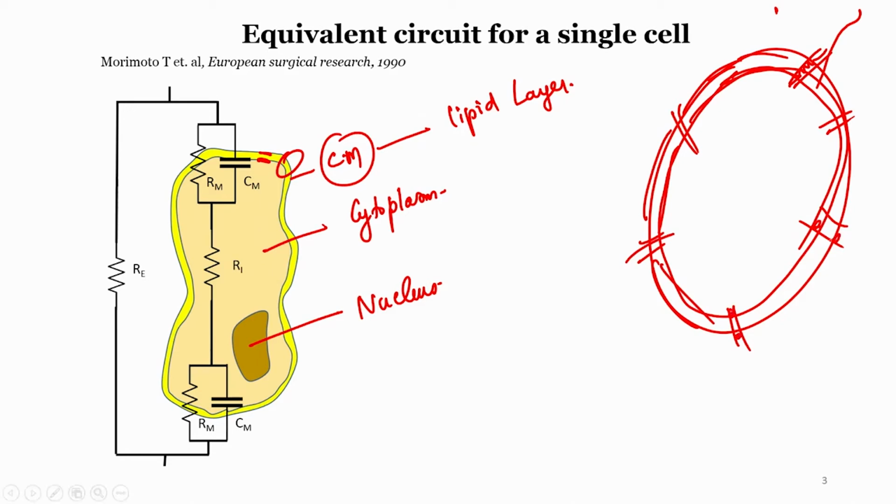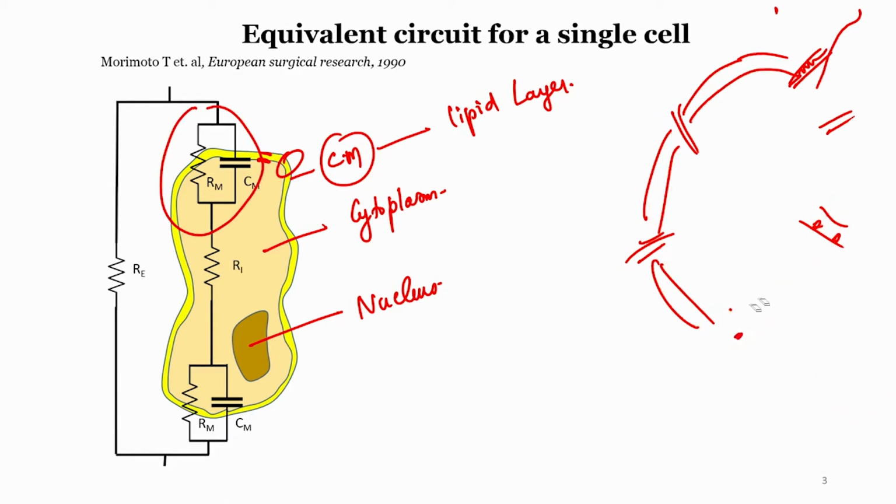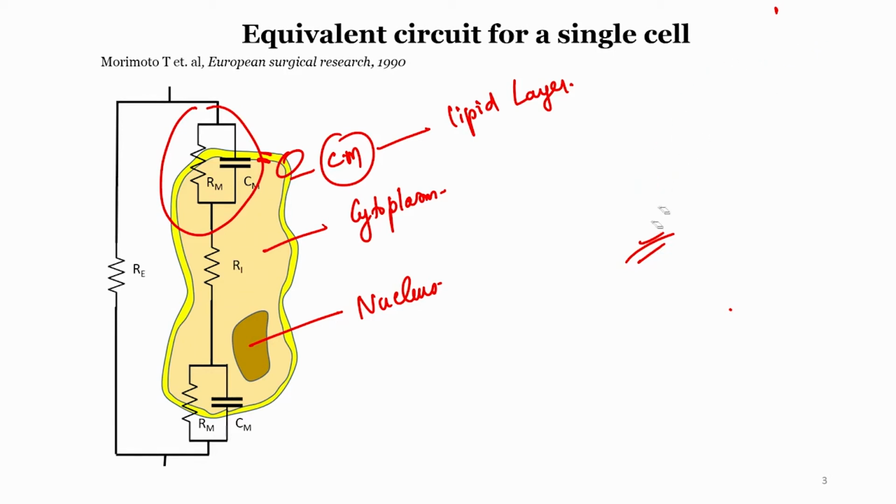That is why you can model the cell membrane as a parallel combination of a resistor and a capacitor. You can name them CM and RM, membrane capacitance and membrane resistance. That is what is shown here. So that part is done. You have understood. That is the electrical equivalent model of the cell membrane. Okay.